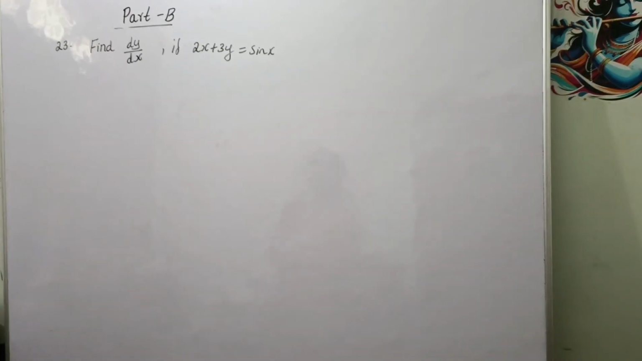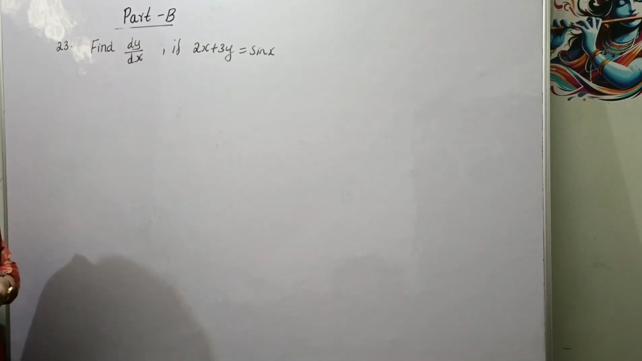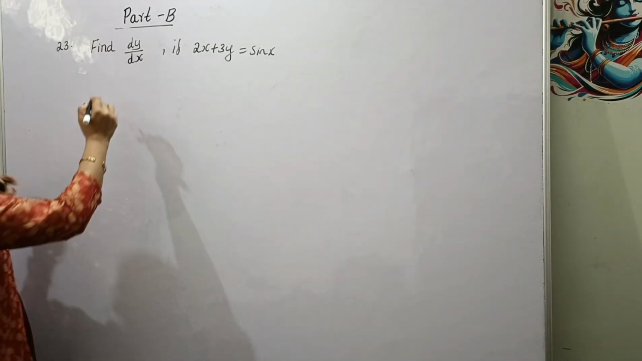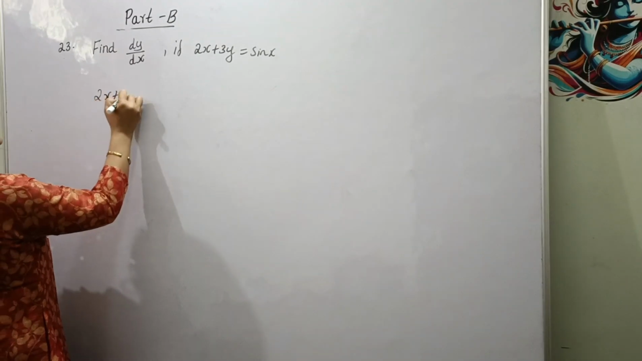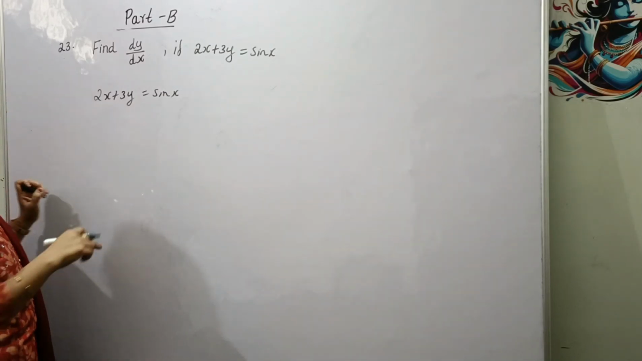Next is very simple question. Find dy by dx if 2x plus 3y is equal to sin x. Directly we can differentiate it on both sides. Okay, so 2x plus 3y is equal to sin x. We have to find dy by dx.